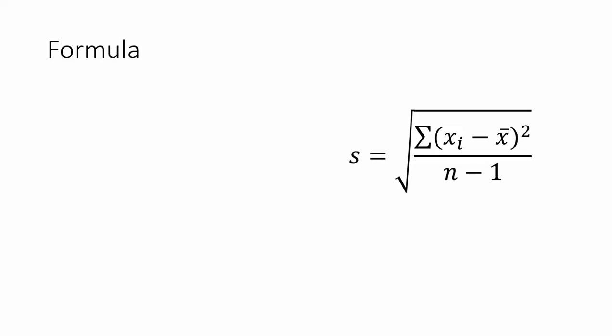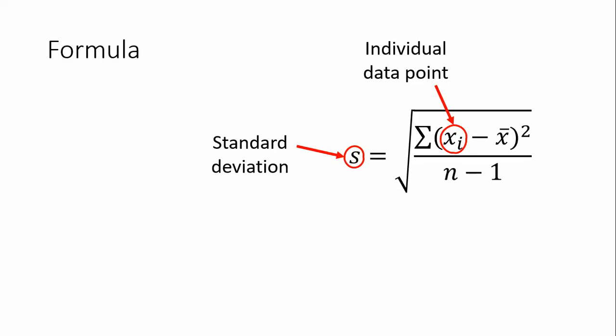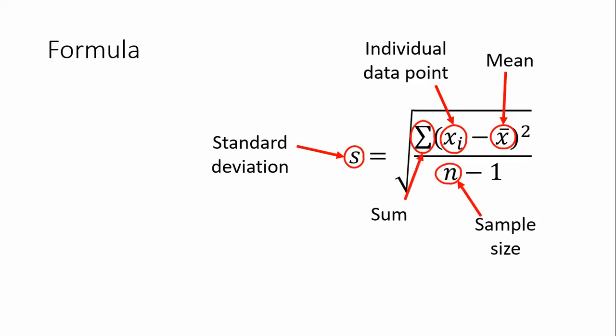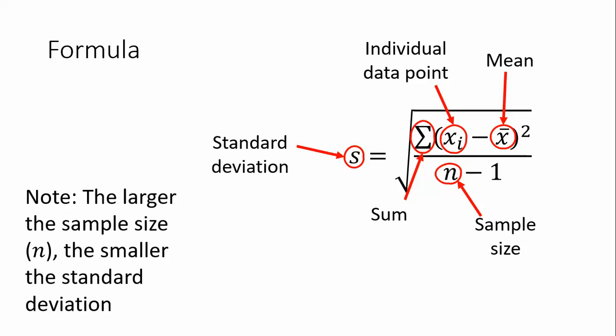So let's take a look at the formula. So S stands for standard deviation, which we saw in the standard error formula. X sub I stands for each individual data point. So you're going to have to do this calculation for every single data point. Then X bar is your mean. N is your sample size. And our good old sigma there that looks like a giant E is our sum.